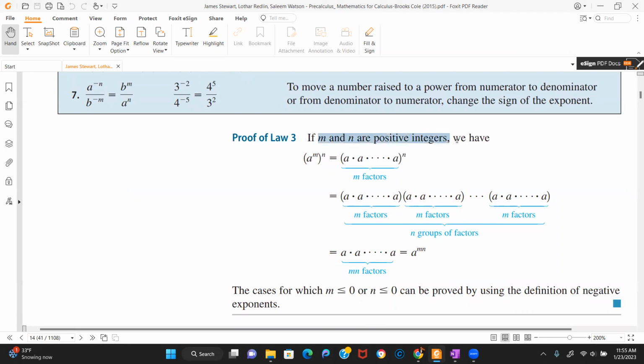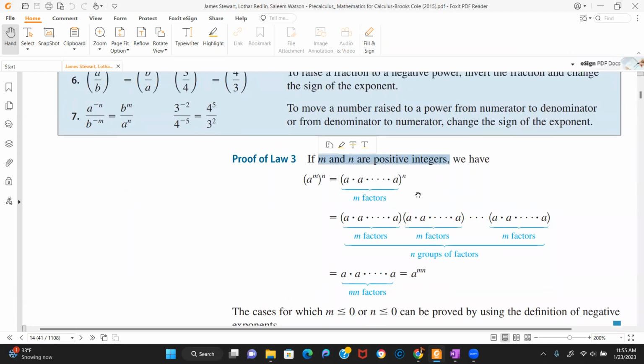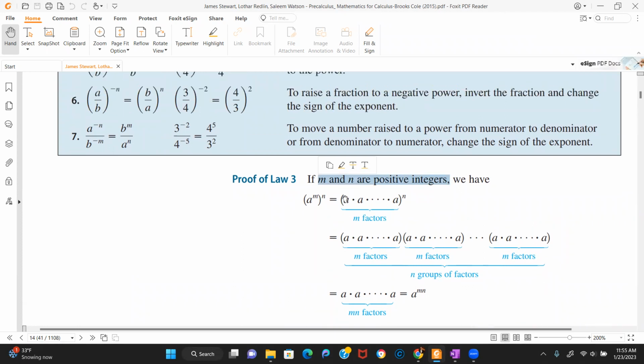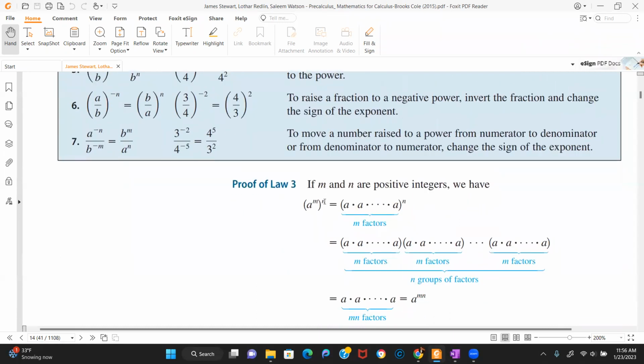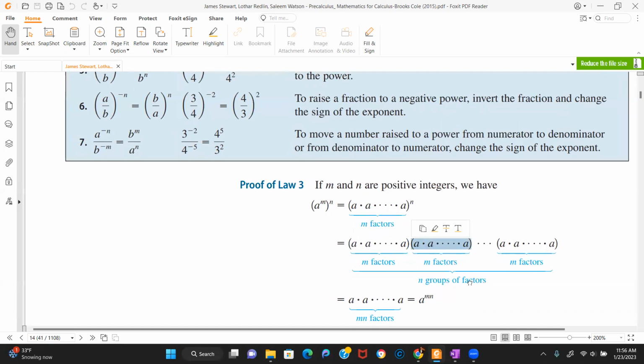So for number three, you have to consider positive. So what does this mean? Remember, what is it if m and n are positive integers? What does this mean by definition? Well, a to the m is going to be a times itself m times, but then you're raising this whole block right here to the nth power. So what does raising this whole block to the nth power mean? It means multiplying these blocks of m factors times itself n times.